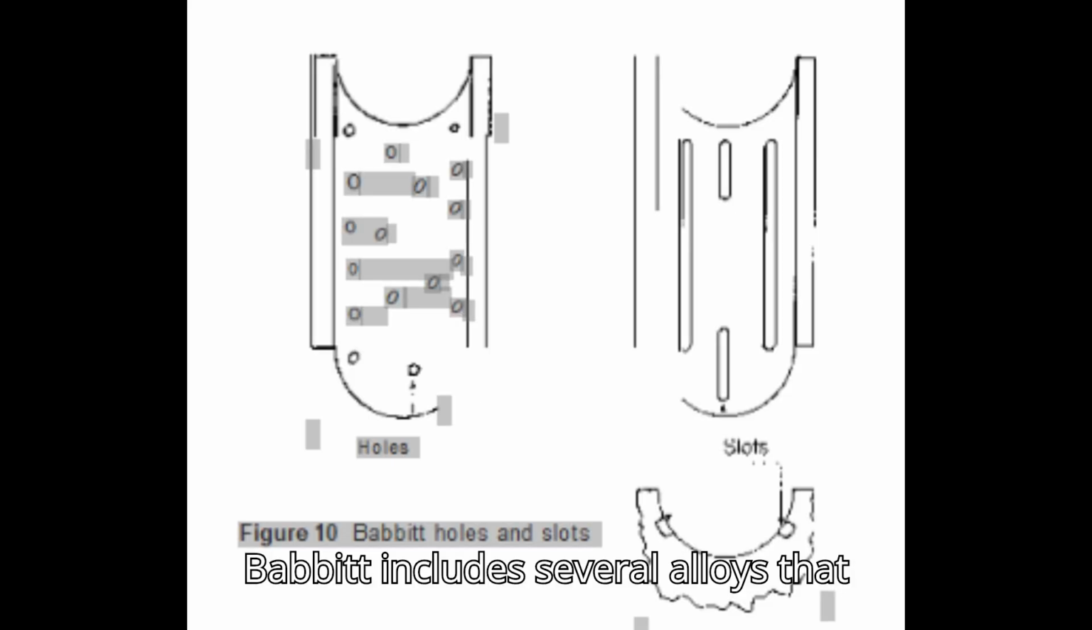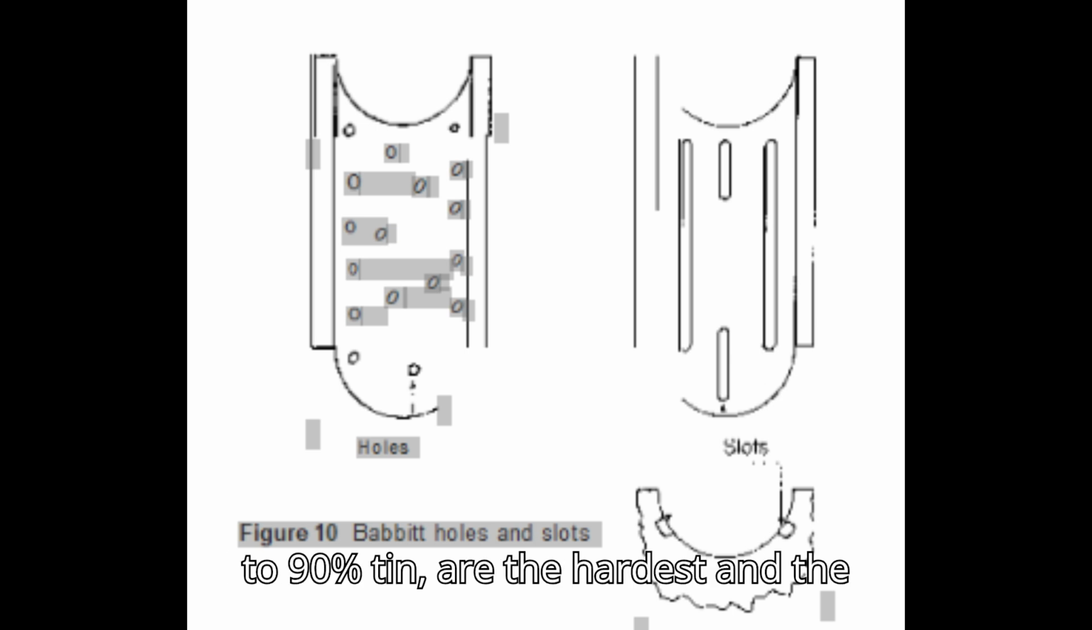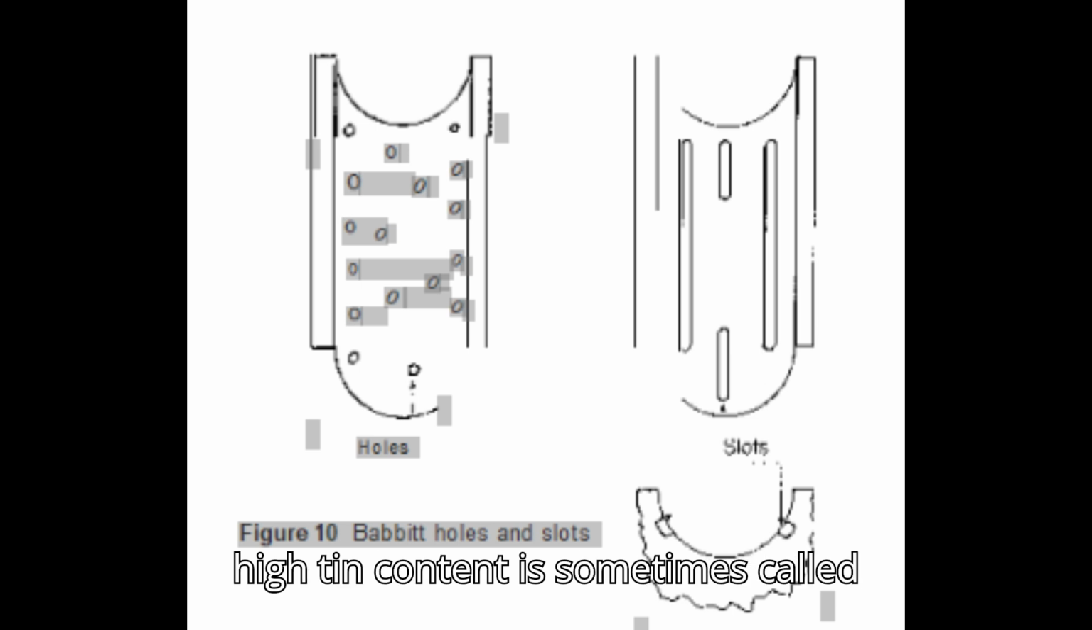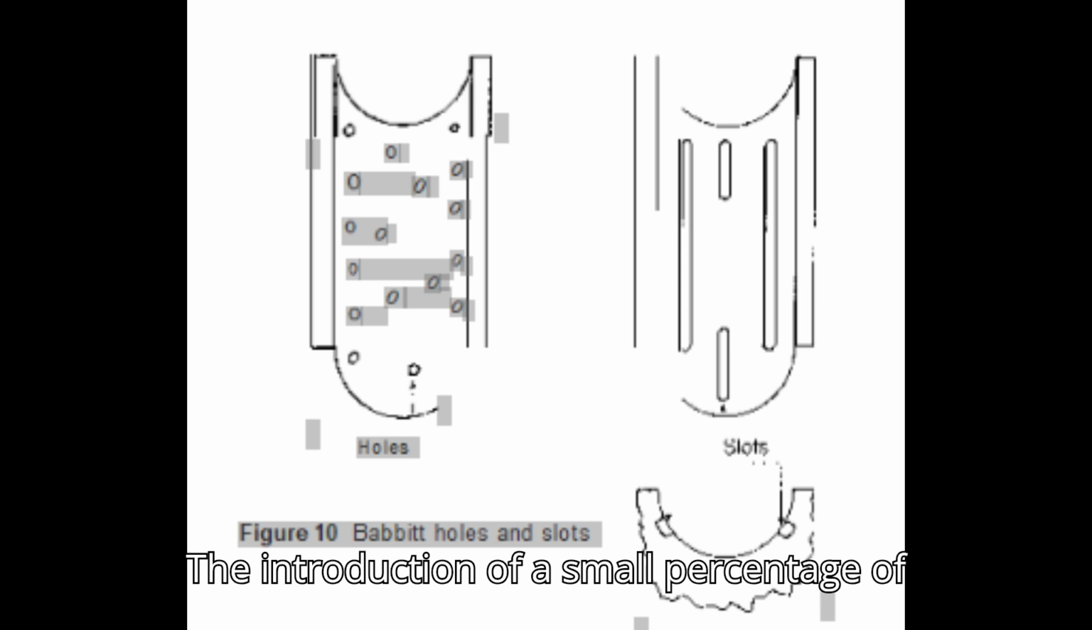Babbitt includes several alloys that contain various proportions of tin, copper, antimony, and lead. Tin-based Babbitts, copper or antimony with up to 90% tin, are the hardest and the toughest. Tin-based Babbitt with a very high tin content is sometimes called nickel Babbitt. It is used in conditions of heavy service and extreme pressures. The introduction of a small percentage of lead to a tin-based Babbitt gives a slightly softer material.